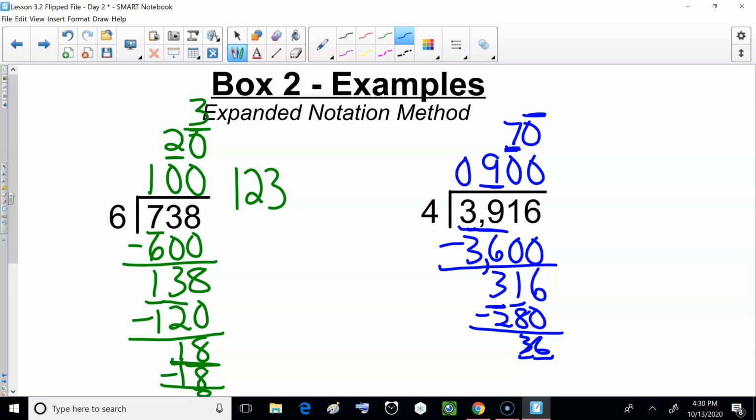Well, here 9 times 4 was 36. So I'm going to say it's going to be another 9 times. 9 times 4 is 36. 36 minus 36 is 0. So I can't leave my answer like that. I have to put them into a regular standard form number, which would be 979. So you can pause the video right now so you can write down these examples to help you out.